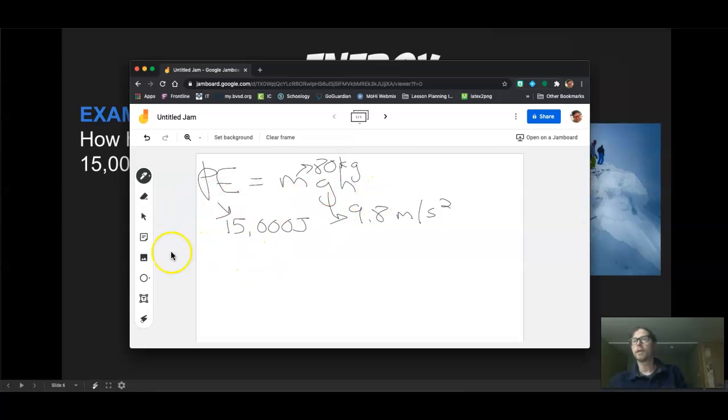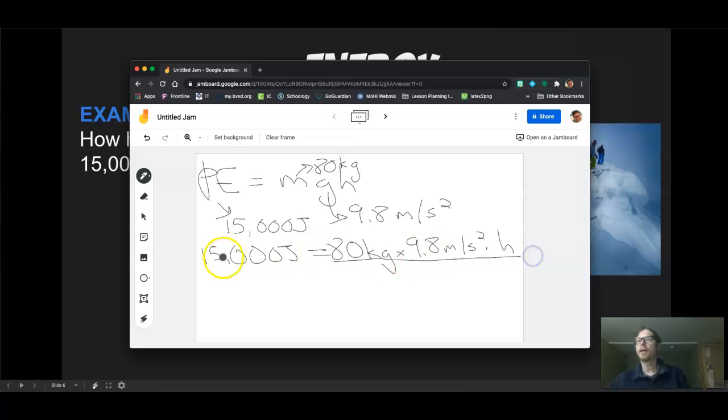So what we need to do here is solve for h. So let's say 15,000 joules is equal to, I'm just substituting in here, 80 kilograms times 9.8 meters per second squared times h. So to get h by itself, we're going to divide both sides by 80 times 9.8. That's going to cancel those out, leaving us with nothing but h here. So that's going to give us 15,000 divided by 80 times 9.8. Let's get our calculator back.